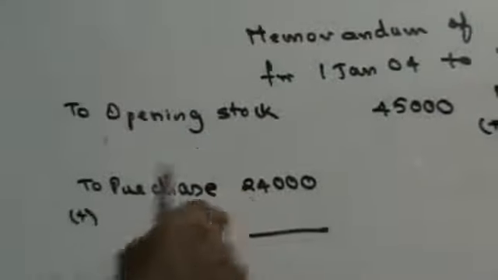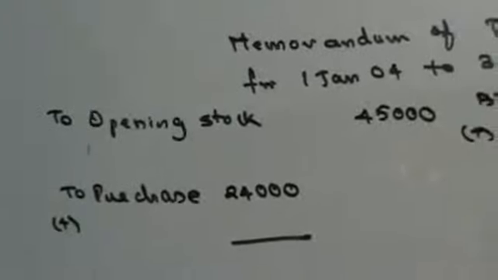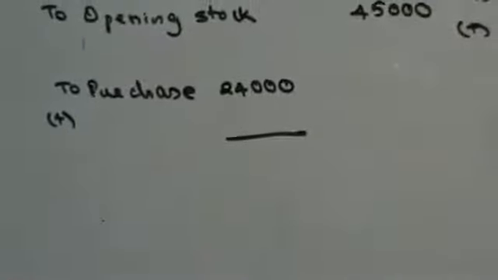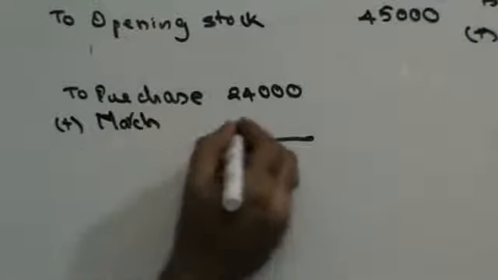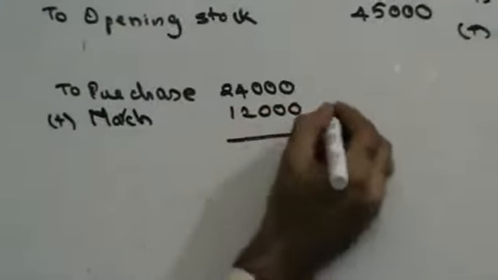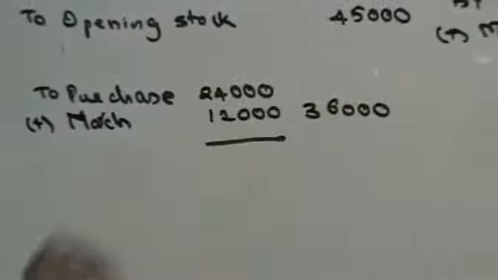Similarly, for 2 months my purchase is 24,000. That means for each month my purchase is 12,000. March 12,000. So this will become 36,000.